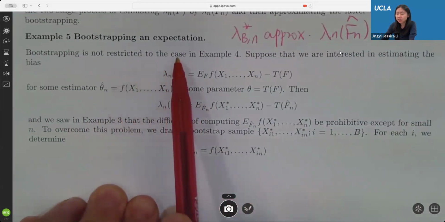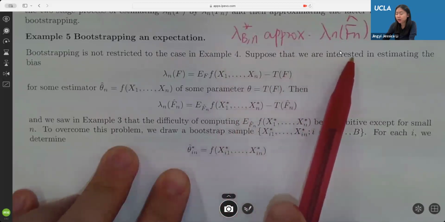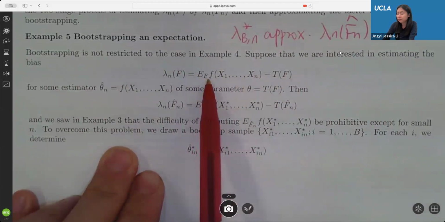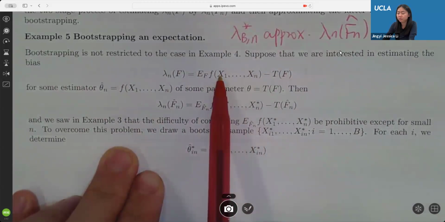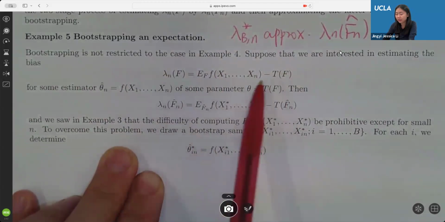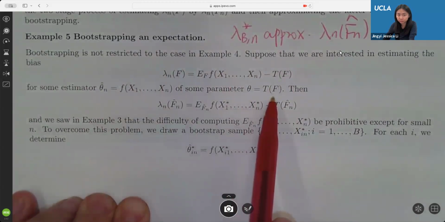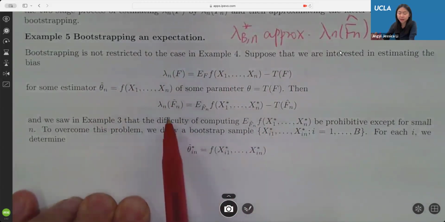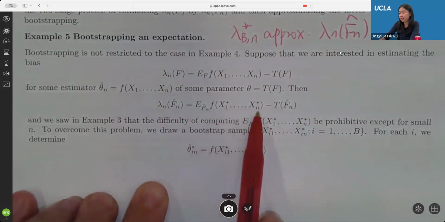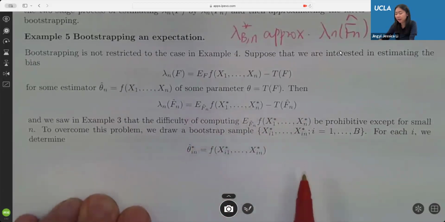Bootstrapping is not restricted to the case of the error distribution as in example 4. Suppose that we're interested in estimating the bias. That is, the expectation of an estimator as a function of the sample from F, minus the true parameter, a functional of F. Then by plug-in, F becomes Fn hat, and we have a hypothetical sample from Fn hat, and the expectation under Fn hat minus T of Fn hat.